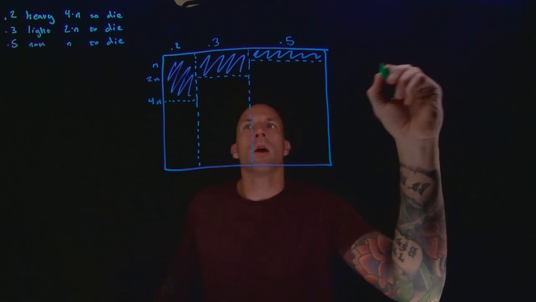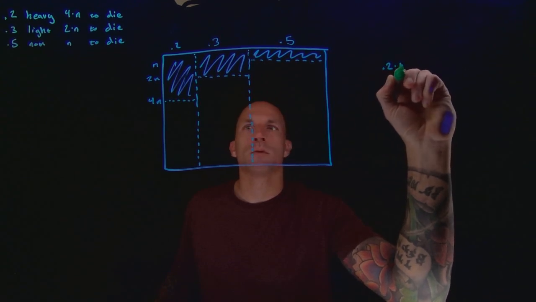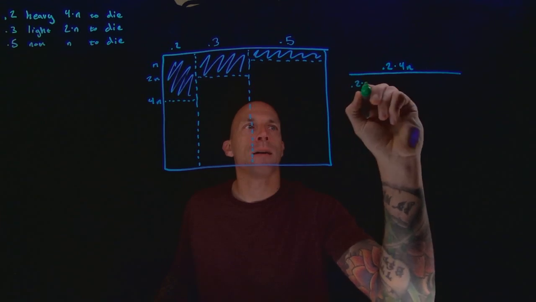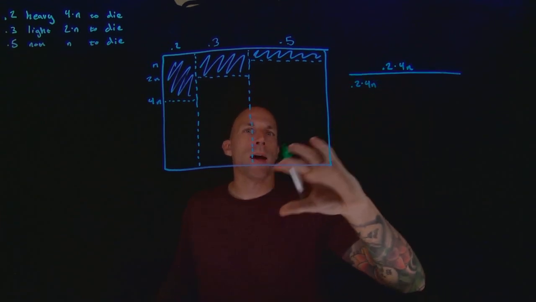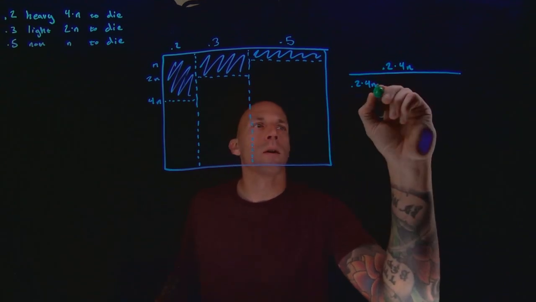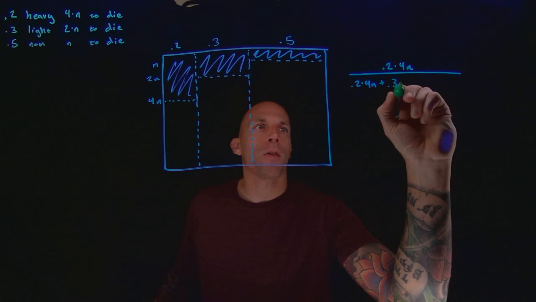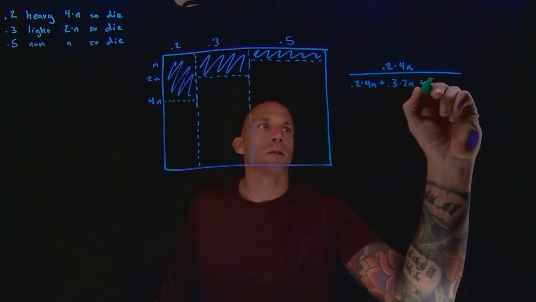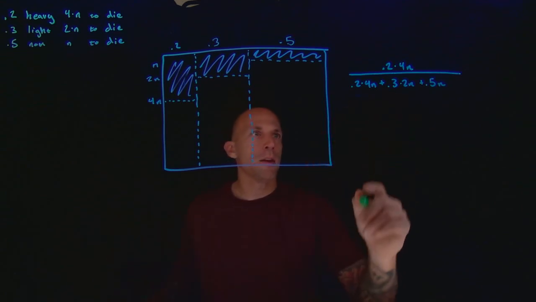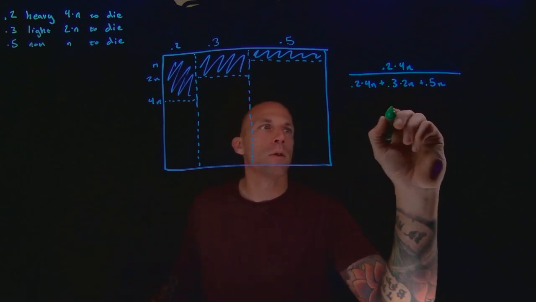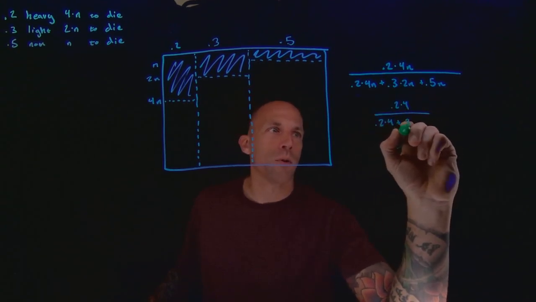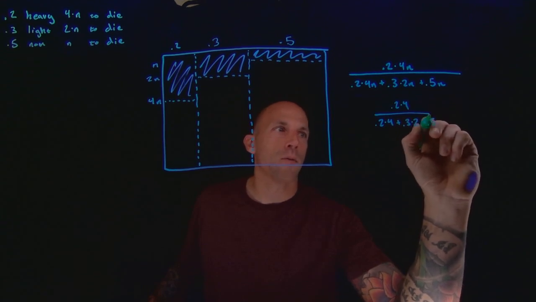So pretty straightforward. Write out the fraction 0.2 times 4n, the thing that we want, divided by all the possible ways that the thing that happened could have in fact happened. So there's our death of a heavy smoker plus death of a light smoker plus death of a non-smoker. And so the n's are just going to cancel out, and what we're left with is 0.2 times 4 over 0.2 times 4 plus 0.3 times 2 plus 0.5.